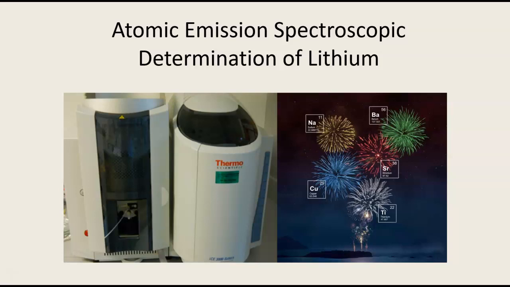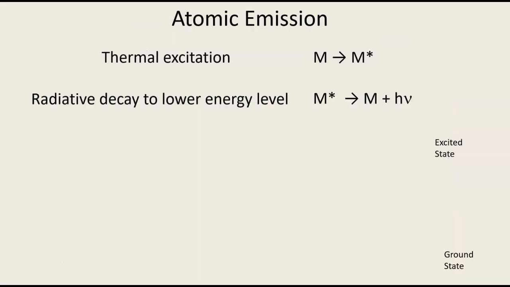For example, barium gives you a green color, sodium a yellow color, strontium a red color, copper a blue color, titanium the white color. So why is this?